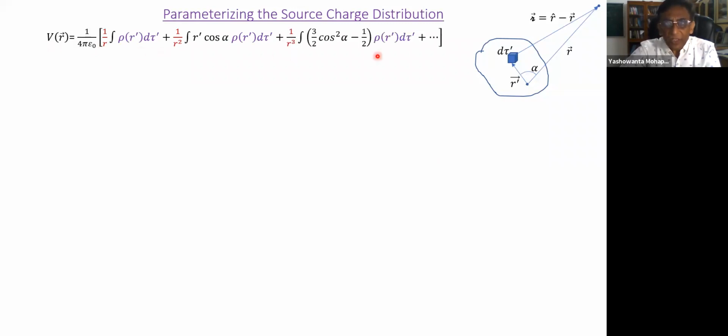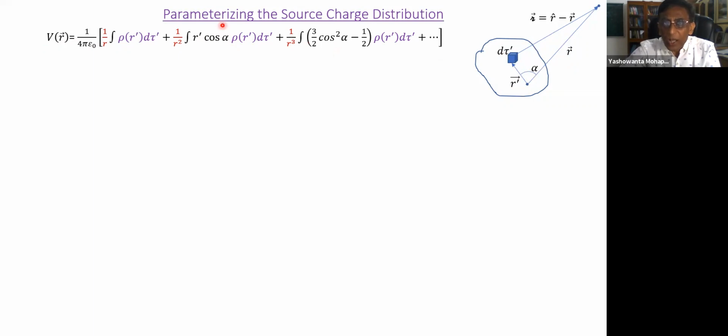I am also interested in parametrizing this source charge distribution. I've gotten the expansion, but every term now involves this distribution. Every term has cos alpha, so the field points and the source point are sort of mixed up through this cos alpha.